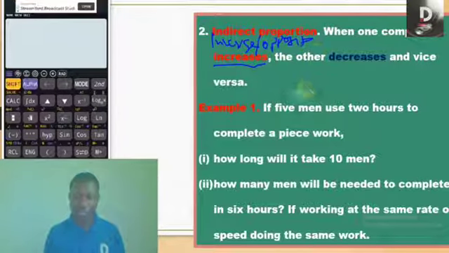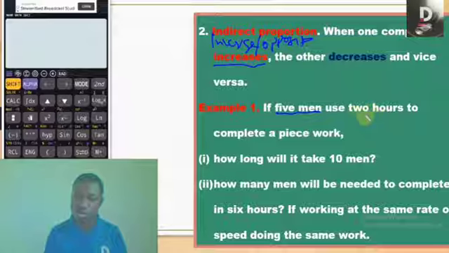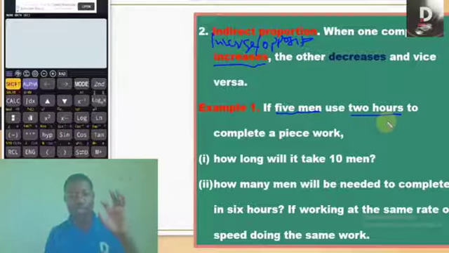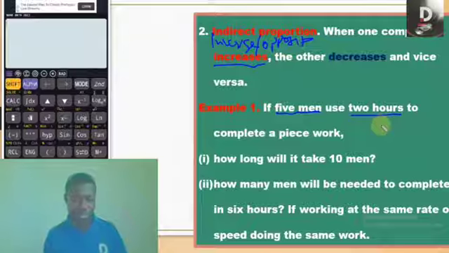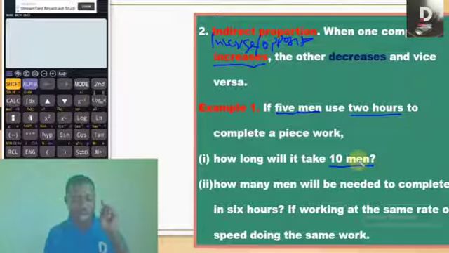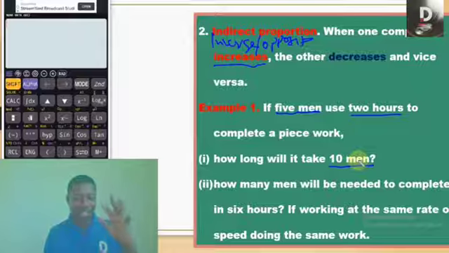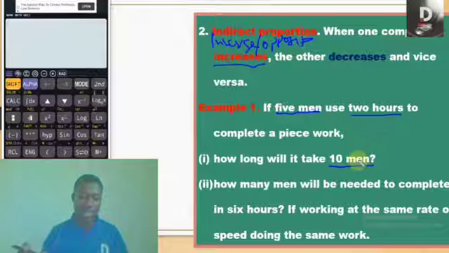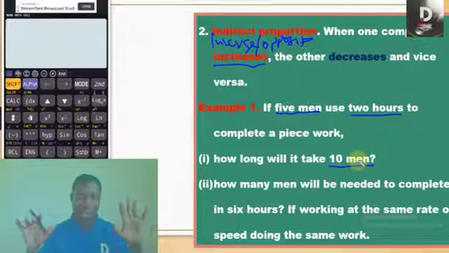Now let's see an example of such. If 5 men, you're talking about 5 men, use 2 hours to complete a piece of work, right? The examiner is asking, how long will it take 10 men to complete the same piece of work, working at the same rate, right? So nothing changes. All other factors are held constant. All other things being equal, as the economists would say.